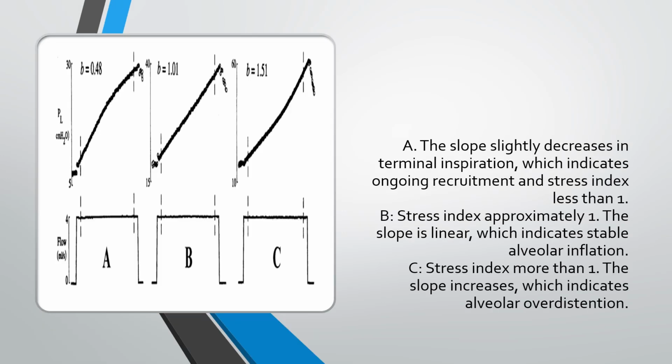Here you can see three different graphs on a constant flow. Graph A is bending away from the y-axis and it indicates ongoing recruitment and stress index less than 1. In graph B, stress index is approximately 1 as the slope is linear, which indicates stable alveolar inflation, and in graph C, stress index is more than 1, the slope is bending towards the y-axis, which indicates alveolar overdistension.